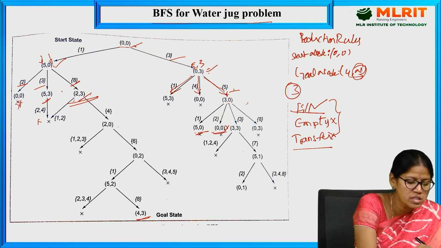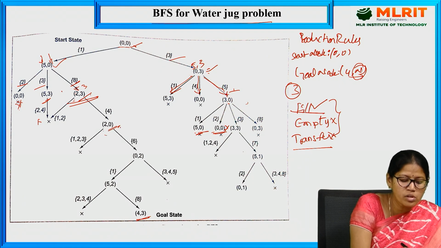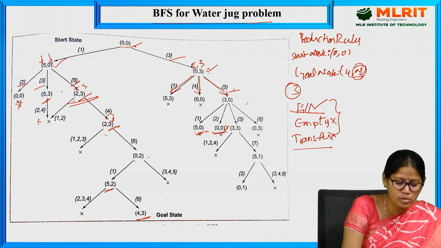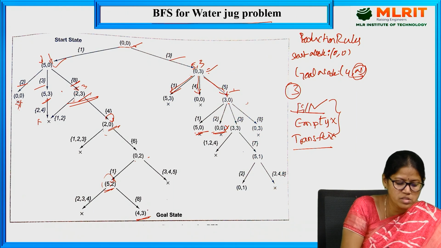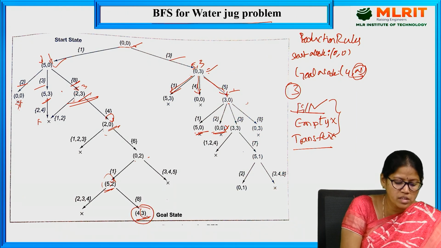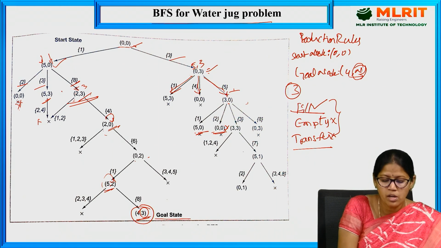This one, 2, 3, 5G and 3G. Now we are applying the fourth production rule, emptying the 3G jug, giving 2, 0. Then transferring the water, the next state is 0, 2. Now again filling the water, next 5, 2. Now we transfer the water from the 5G jug into the 3G jug. Now the goal state is 4, 3. I already said there is no specification on the 3G jug, so 4, 3 is our goal state.